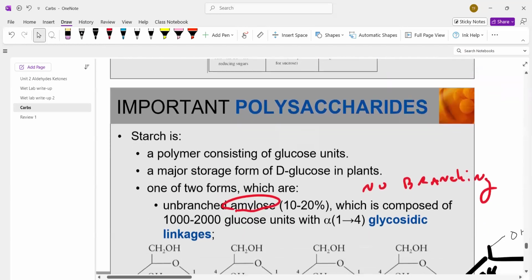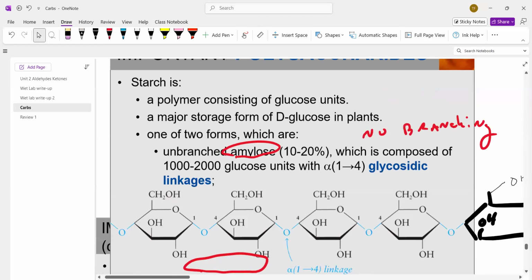Now, the interesting thing is there's a couple of them. Starch is one everyone can relate to, the most commonly used one. And the thing about starch is it's just long glucose monomers, thousands and thousands. If it is unbranched, it's called amylose, with alpha 1,4 glycosidic linkages.